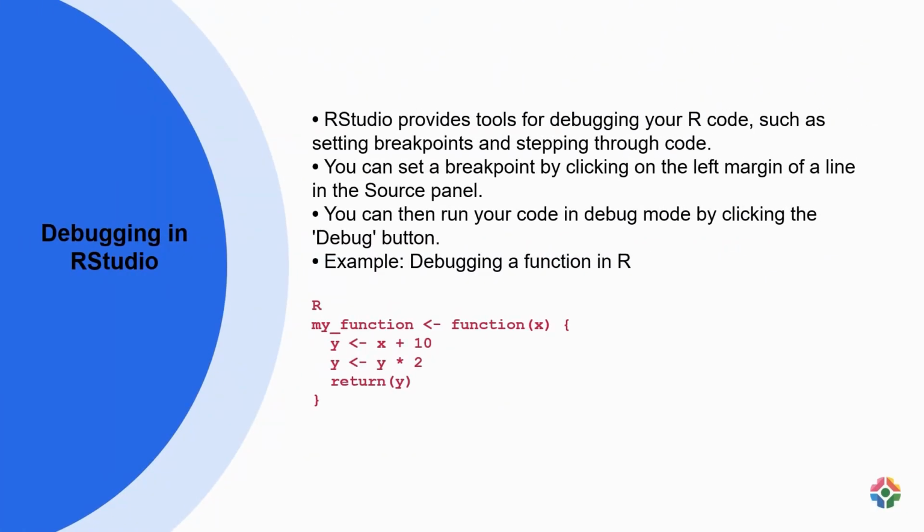RStudio allows for efficient debugging of R code by offering tools like setting breakpoints and stepping through code. To set a breakpoint, simply click on the left margin of a line in the source panel, marking where you want the code execution to pause. Subsequently, run your code in debug mode by clicking the Debug button.